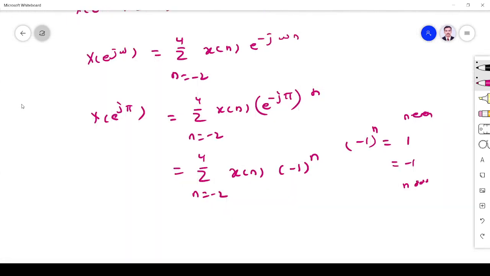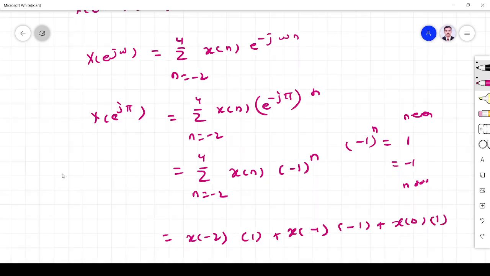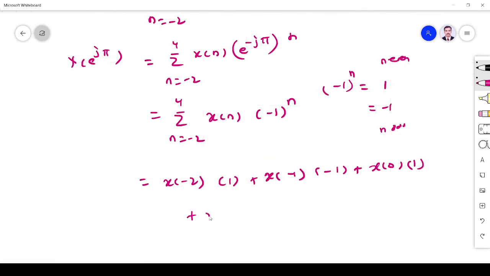Okay, so now we will expand this. X of minus 2: when you put n equal to minus 2, an even number, it will become plus 1. Plus x of minus 1: n equal to minus 1, odd number, minus 1. X of 0: 1, you substitute n as 0. n equal to 1, minus 1. n equal to 2, plus 1. n equal to 3, minus 1. n equal to 4, plus 1.